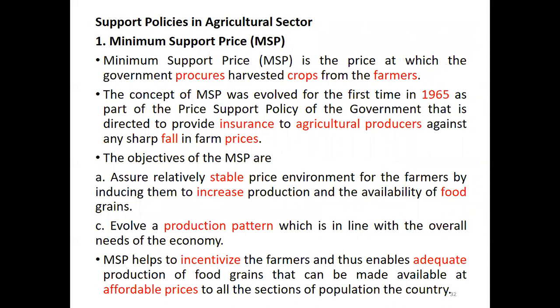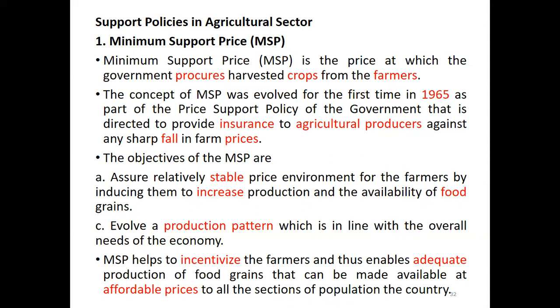Okay. Now there are some support policies which are implemented for the economic well-being of the farmers. The first policy is minimum support price. Now what is the minimum support price? Just go through this slide, then we will discuss it. Minimum support price means what? The minimum price of the product is fixed by the government. So if the farmer wants to sell the product, he will get at least that much price.